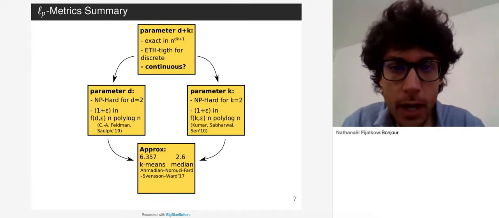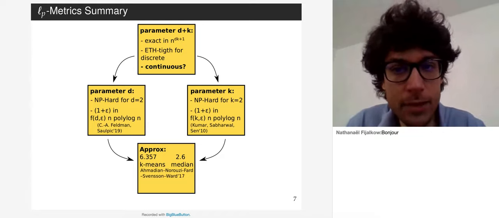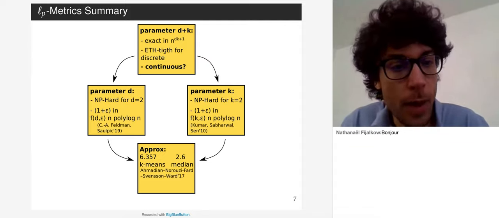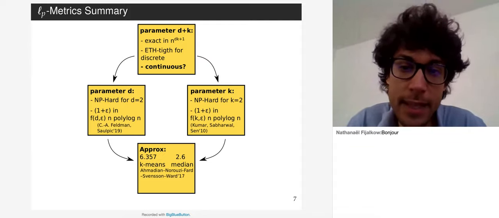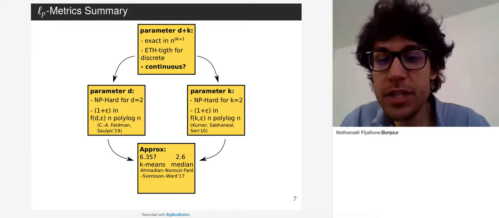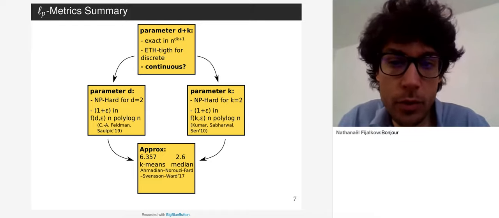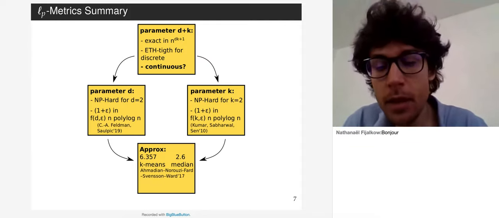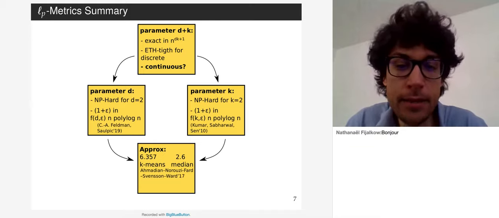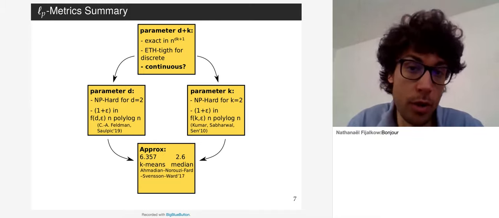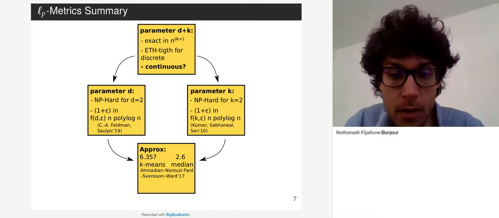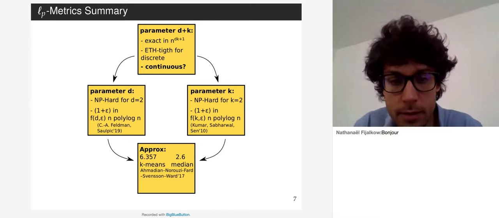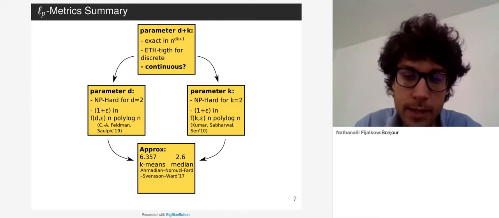So let me give you a very quick summary on the LP metric, so Euclidean space of dimension D. If you parameterize by D plus K, so you're happy to have an exponential algorithm, then there is an exact n to the dk, which is the best you can hope for in the discrete setting, but we don't know for continuous. If you just parameterize by D, then it's NP-hard for D equals 2 already, but you can get a 1 plus epsilon in time f of D epsilon and polylog n. And that's something we showed last year at FOCS with David and Andreas.